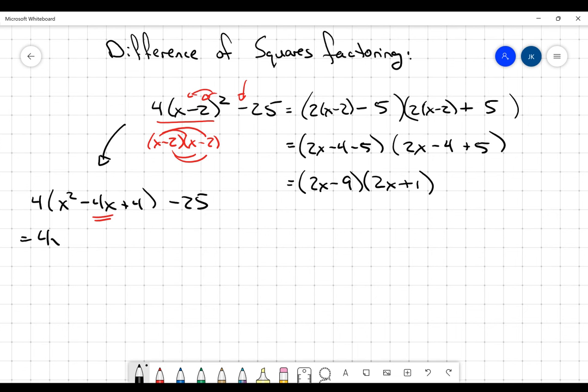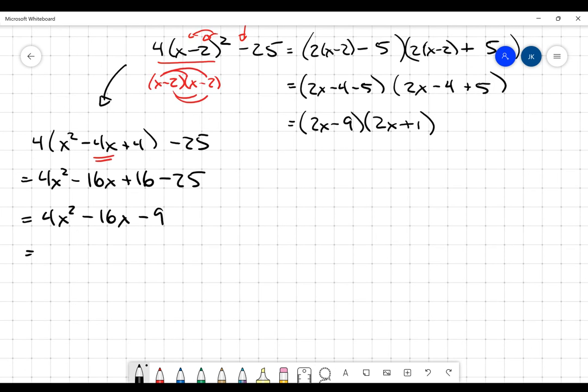So the next step would be to multiply that 4 through, so 4x squared minus 16x plus 16 minus 25, and this would be 4x squared minus 16x, and then 16 minus 25 is going to be negative 9. And then when you factor that out here, it turns out that you will, in fact, get 2x minus 9 multiplied by 2x plus 1, okay?